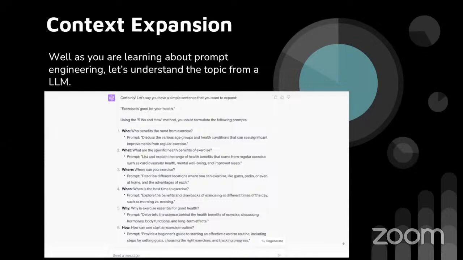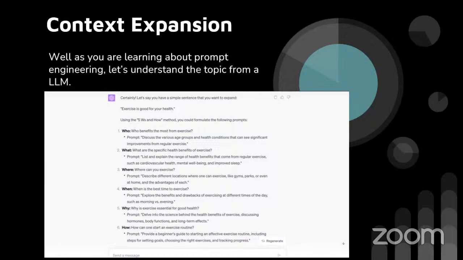Then there is context expansion. So, as you are learning about prompt engineering, let's understand a topic from the LLM. So context expansion could be trying to understand all these 5 questions in English, right? So who, what, where, when, and how. Last time I showed you, I opened ChatGPT and demonstrated an example where we were trying to understand who is the one who should learn data science, what exactly is data science, where can you learn data science from, when is the best time to learn data science, why you should learn data science, and how you can go about learning data science.